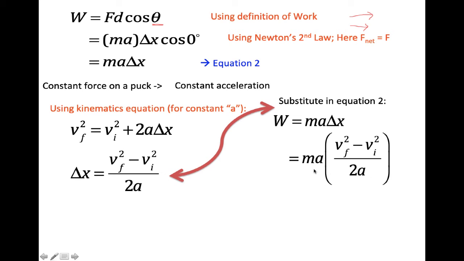Now how can we simplify this? First of all, we can cancel out the a's, and then I can distribute, giving m Vf square minus m Vi square, which can also be written as half m Vf square minus half m Vi square. So let us label it as equation 3.